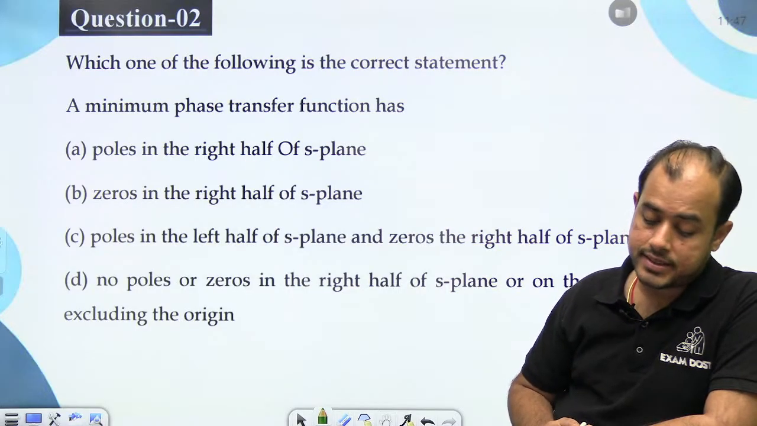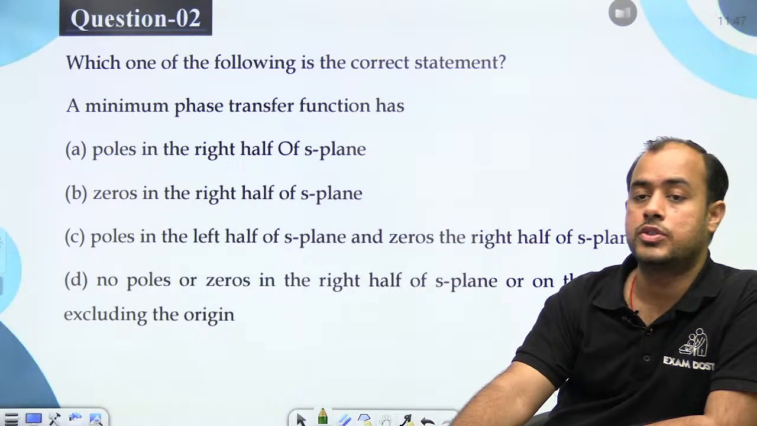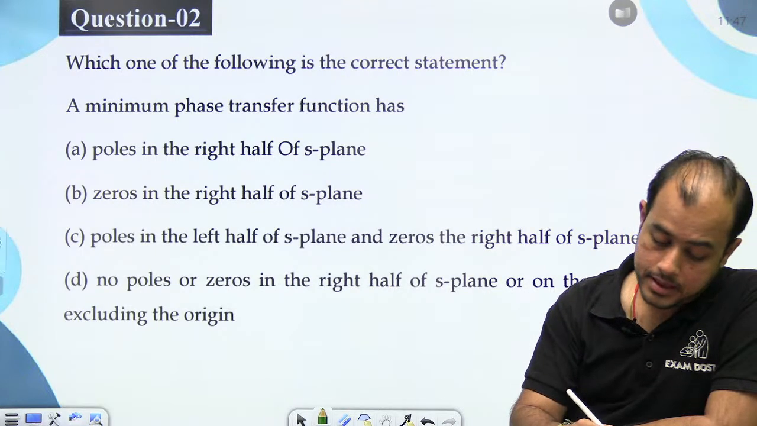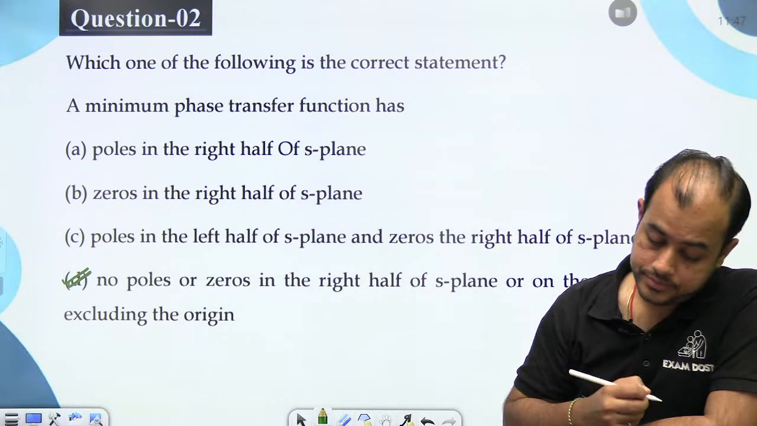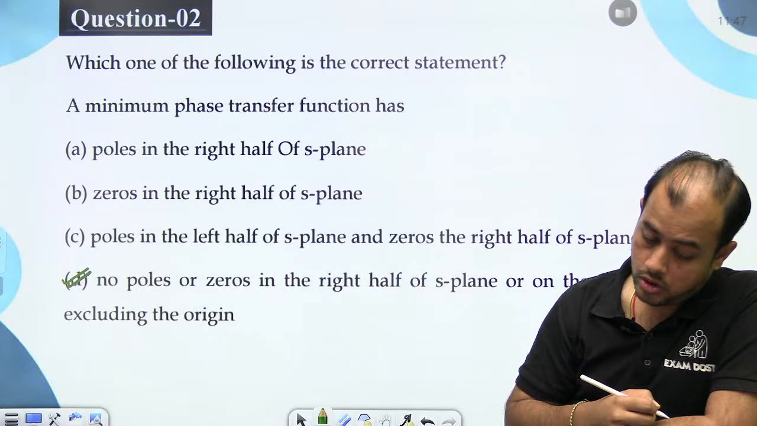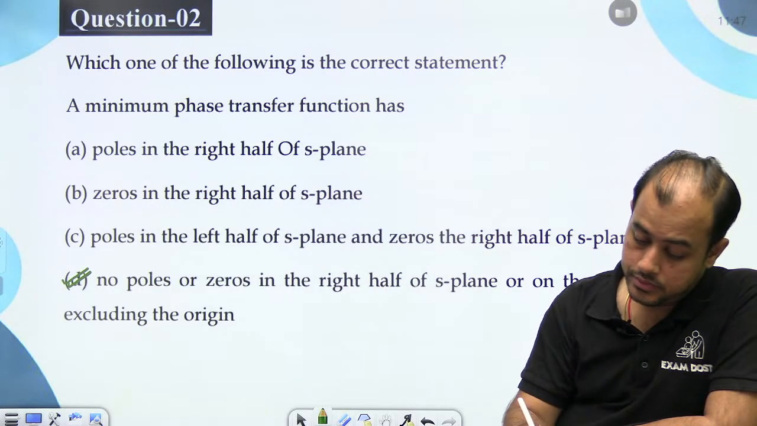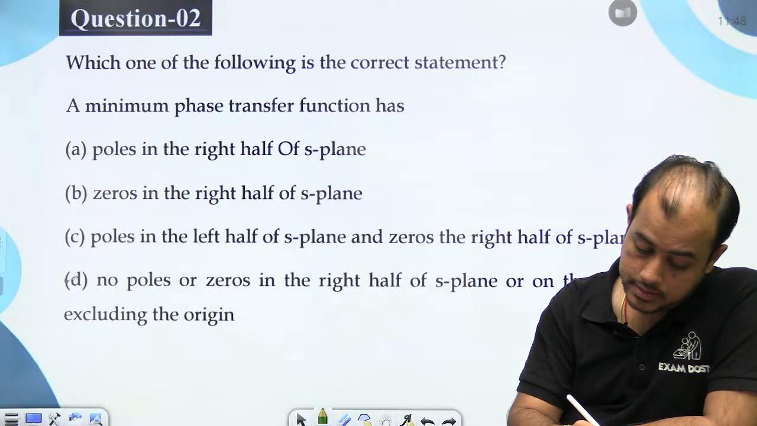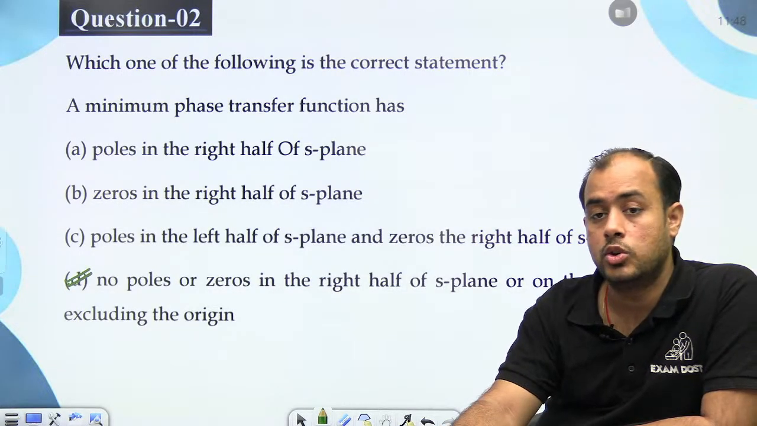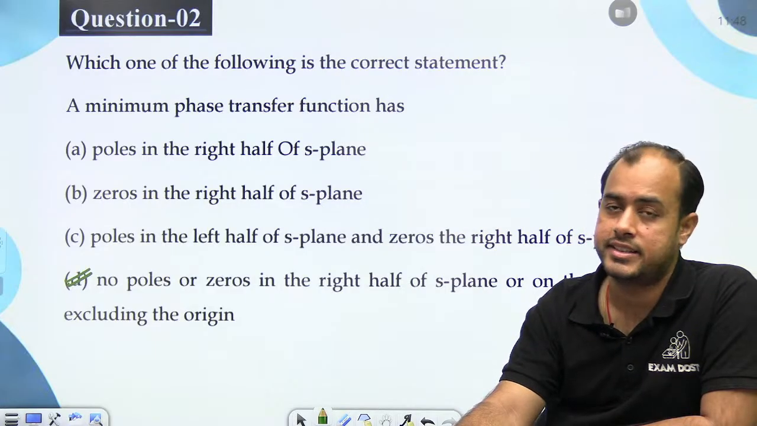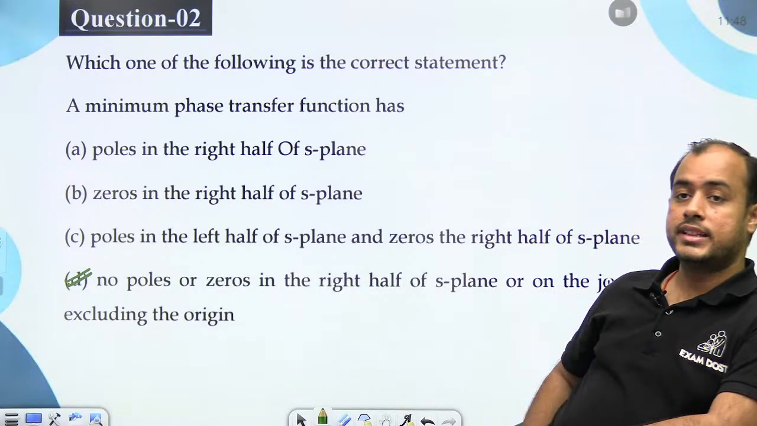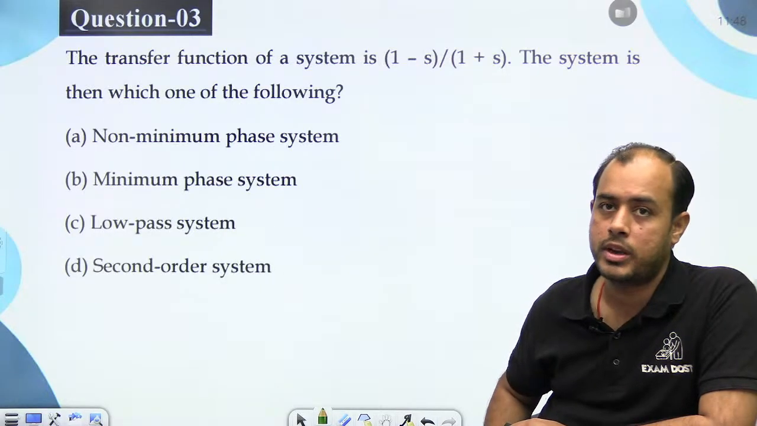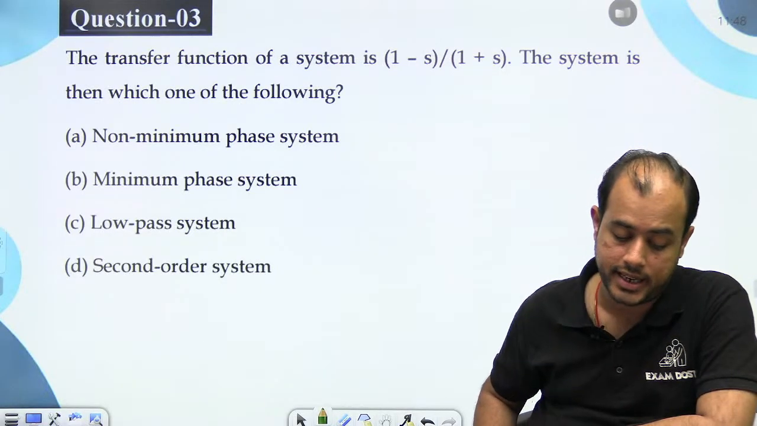ESE 2007. A minimum phase system has no poles or zeros. ऐसे सिंपल ही हो जाएगा ना. सही है D. No poles or zeros in the RHP or on the j omega axis, excluding the origin. Origin पे आ सकता है, बाकी राइट हाफ में कोई भी नहीं आएगा, ना ही j omega axis पे.